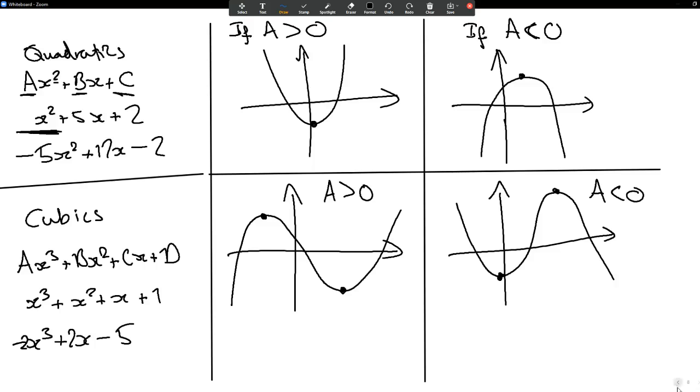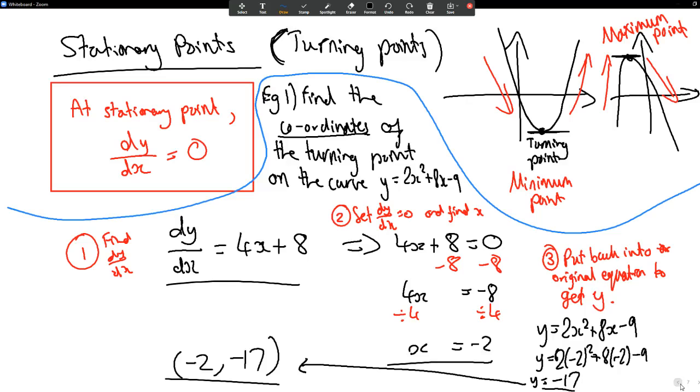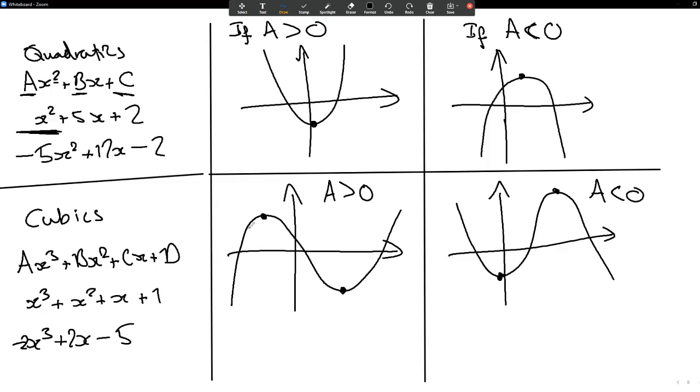Yeah, so just to recap, we have maximum points and minimum points. Those are called stationary points. At stationary points, dy over dx is equal to 0. There's a three-step method to finding the coordinates of a turning point or a stationary point. And this is how you can distinguish whether your point is a maximum or a minimum. Alright?